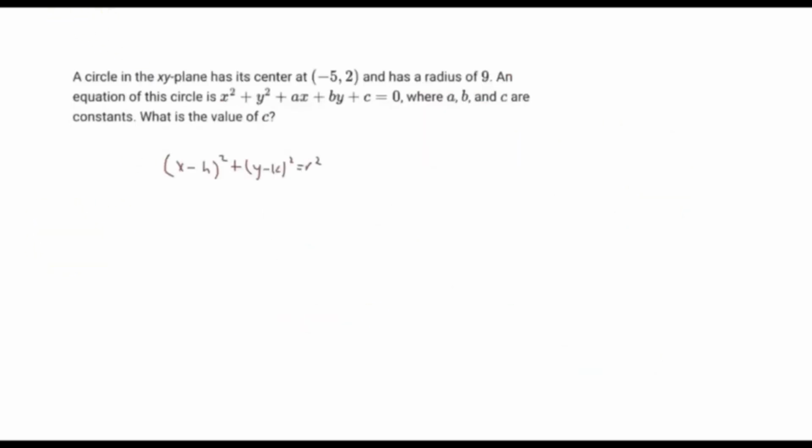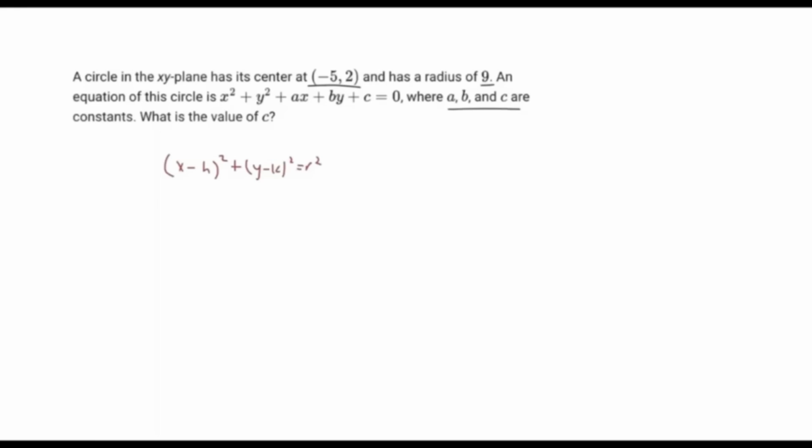be our final answer. All right, so the next problem says a circle in the xy plane has a center at those coordinates of negative 5, 2, and has a radius of 9. The equation of the circle is x squared plus y squared plus ax plus by plus c equals 0, where a, b, and c are constants. What is the value of c?